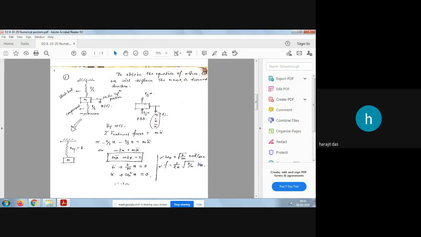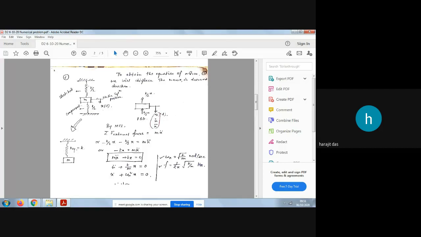So m x double dot, k by 2 plus k by 2 will be k, so minus kx. If you just rearrange, minus kx equals m x double dot, meaning m x double dot plus kx equals 0. Okay, which is the same equation you got in the analysis for a single degree of freedom system, isn't it? This total system with k by 2 and k by 2 can be converted to this system, because you can find the equivalent stiffness.